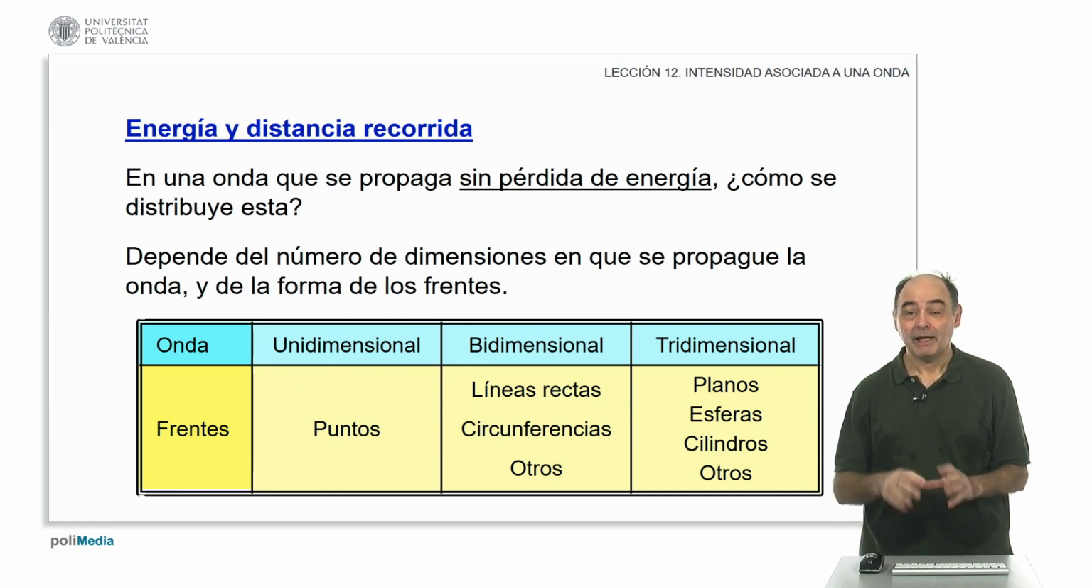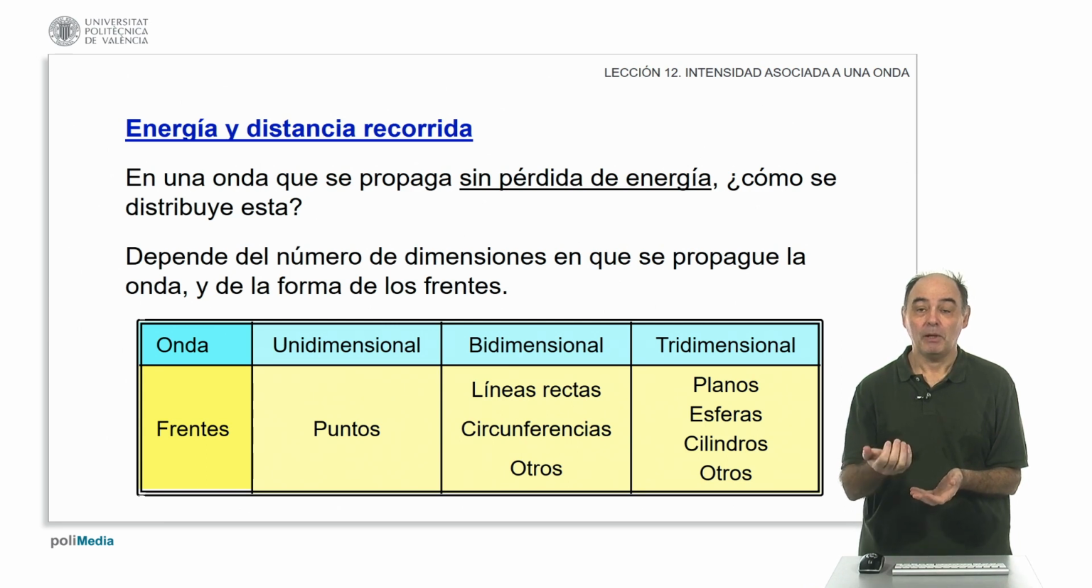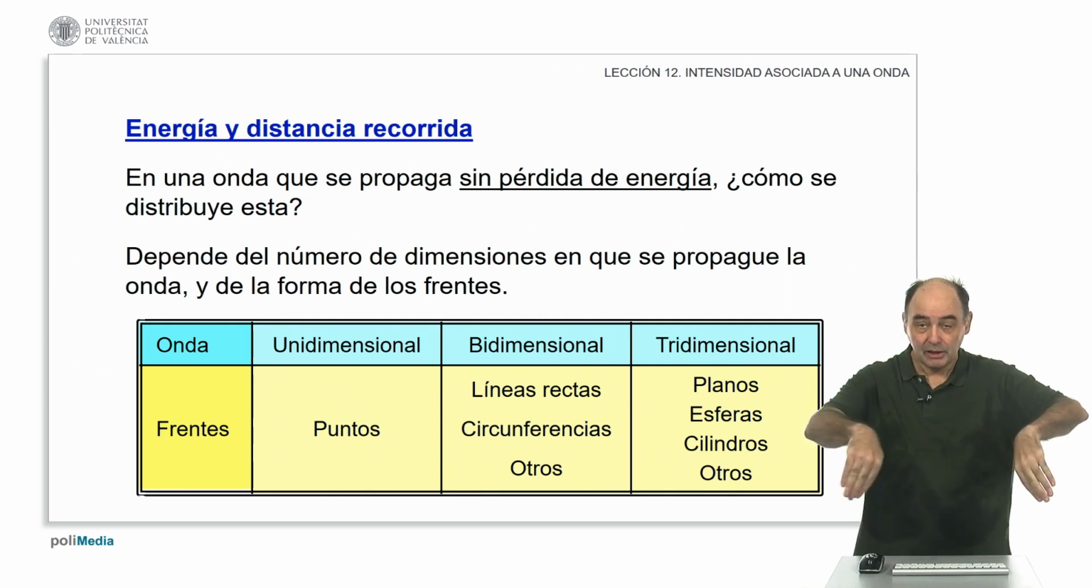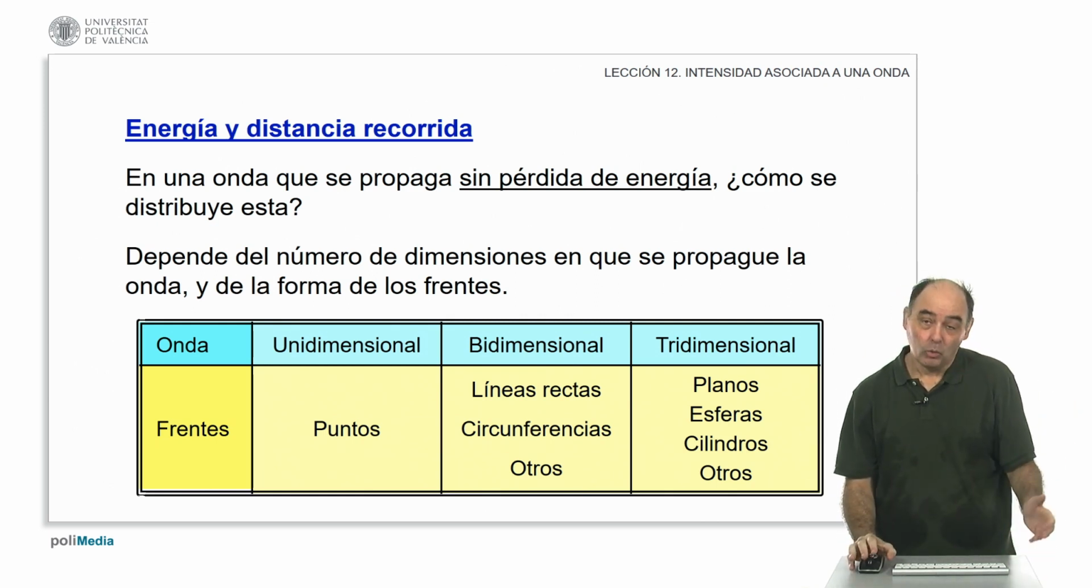Three-dimensional waves travel throughout space in 3 dimensions: light, sound, earthquakes. In that case, 3 minus 1, 2. The fronts are surfaces. They can be planes, they can be spheres, they can be cylinders, or other shapes in general.